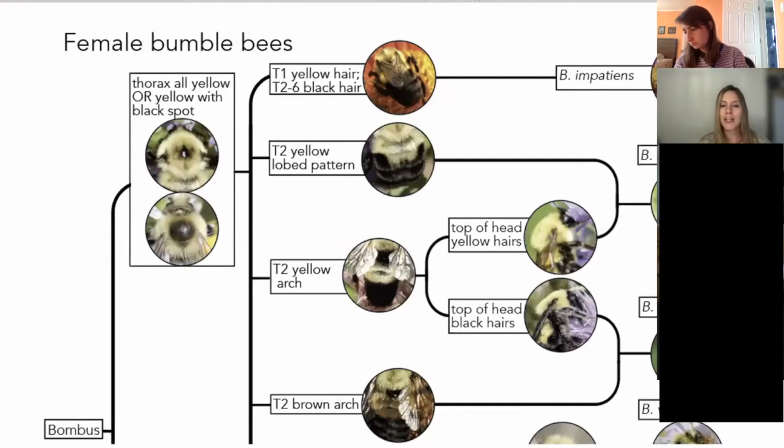Okay. Now, one thing I do want to note, this key caused some people a little bit of confusion last time because we have this connecting point right here. This is not meant to be a loop to send you back to this decision point here. If you get here and you have a 2-lobed yellow pattern, you have Bombus bimaculatus, so you can go straight to Bombus bimaculatus. If, however, you have an arch here in the T2, then that could be either Bombus bimaculatus or Grisiacolis. The way that you tell them apart is by the color of the hair on the top of the head.